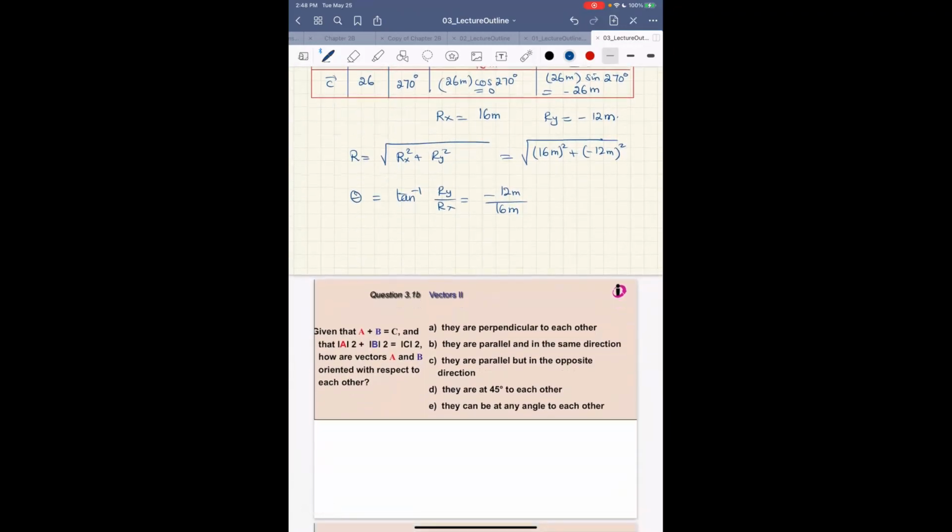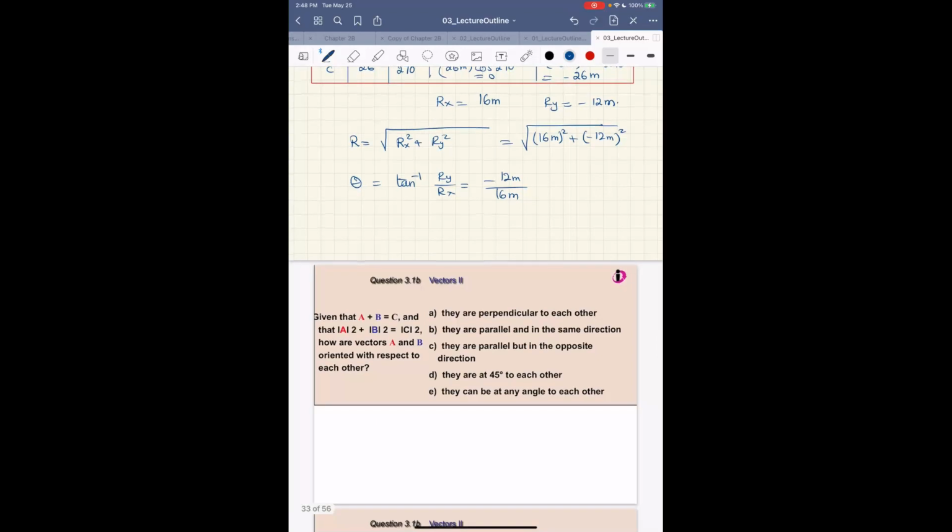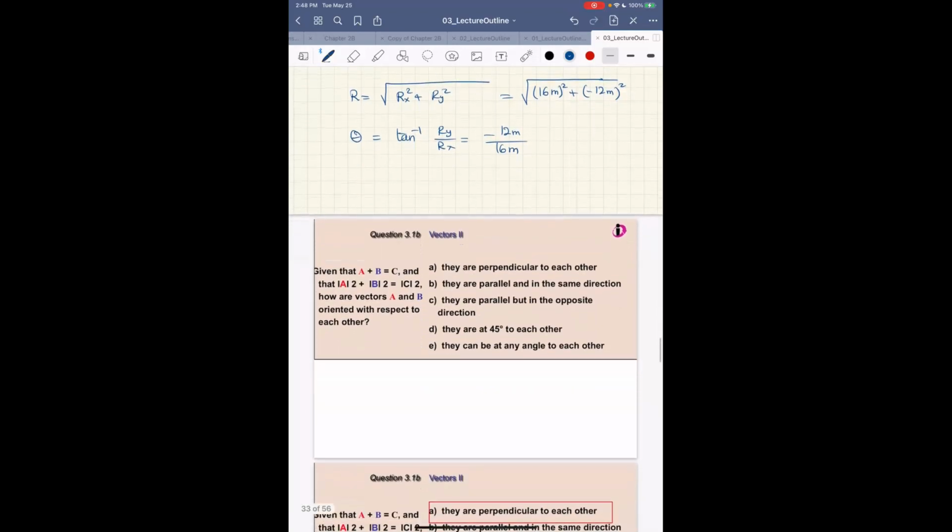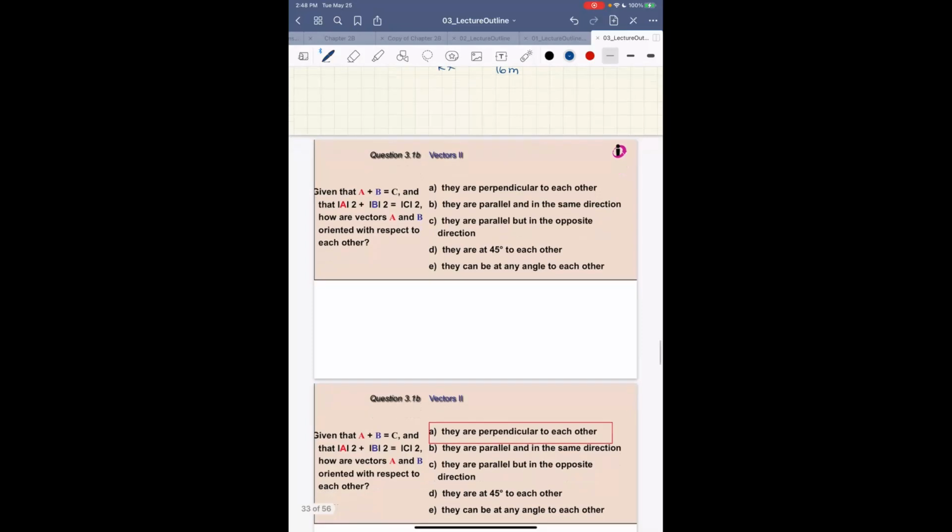Now, given here A plus B equals C, and that A times 2 plus B times 2 equals C times 2, because when you multiply with 2 everywhere, how are vectors A and B oriented with respect to each other? Now, what does that mean? That means the question is asking you, if we are going to multiply by a constant, how this is going to affect the directions of the vectors, okay?